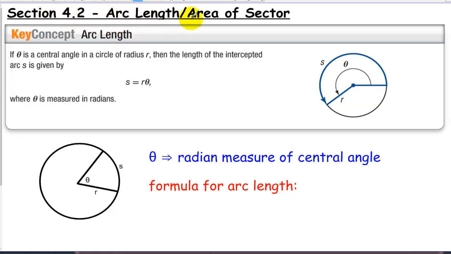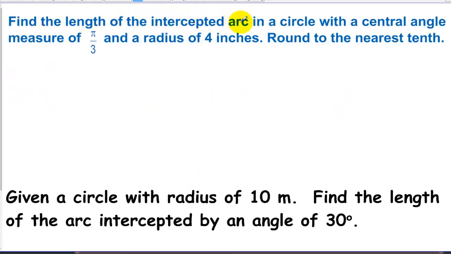Section 4.2 Arc length, area of a sector. Arc length. If theta is a central angle in a circle of radius r, then the length of the intercepted arc s is given by s equals r times theta, where theta is always measured in radians. Find the length of the intercepted arc in a circle with a central angle measure of pi/3 and a radius of 4 inches, round to the nearest tenth.